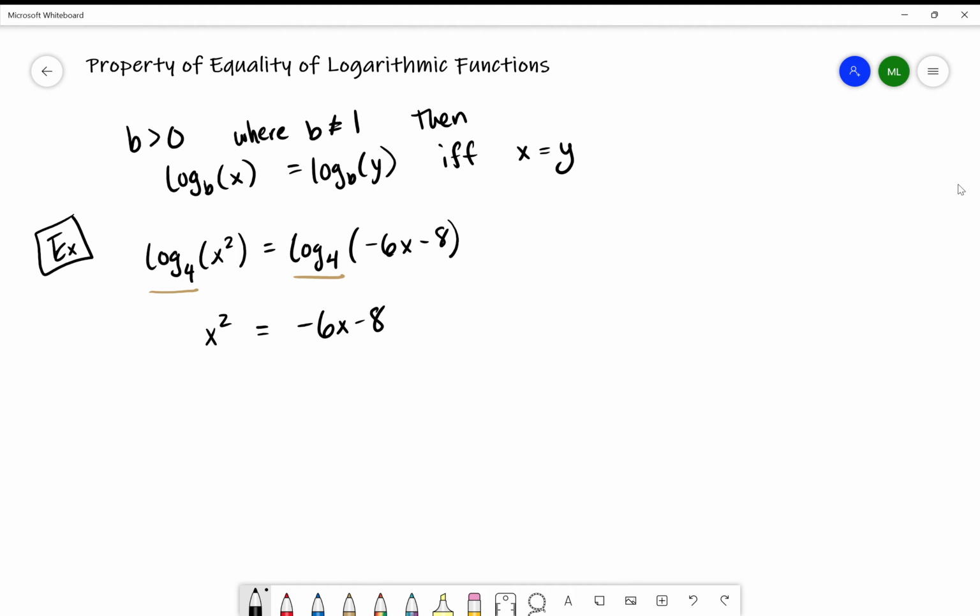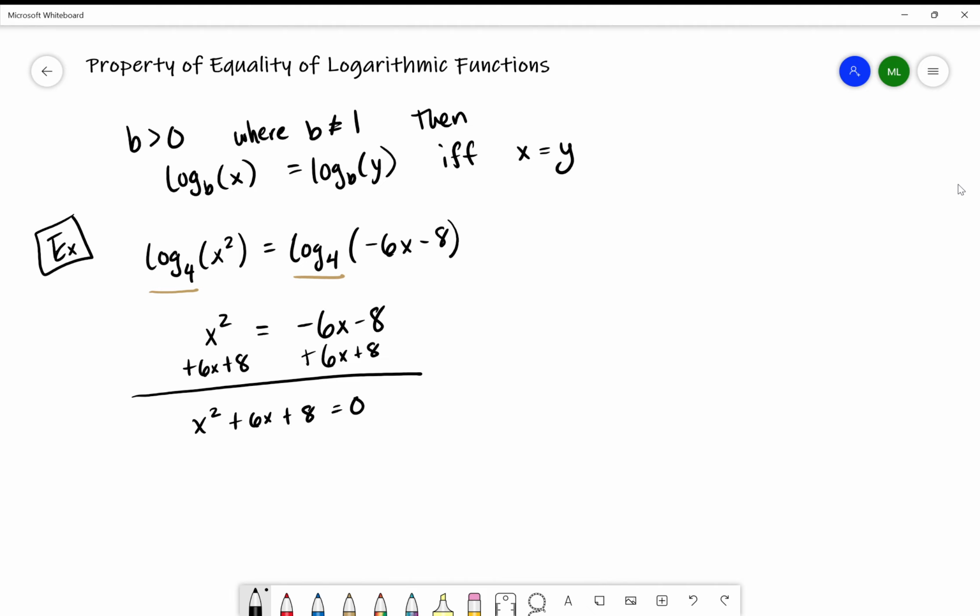So now let's solve x squared equals negative 6x minus 8. Let's move everything to one side, and basically now we apply the rules of quadratics. Let me show my work so you can see that. Doing the opposite, plus 6x plus 8, I have x squared plus 6x plus 8 is equal to 0. Then let's factor this down.